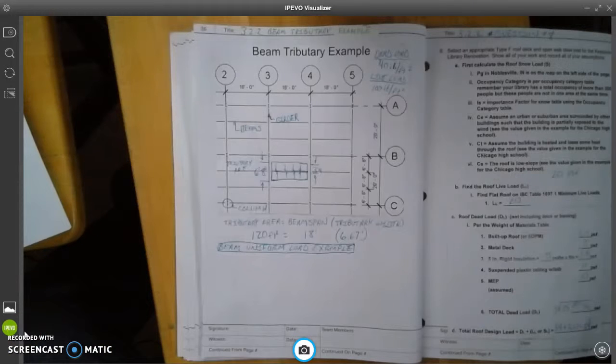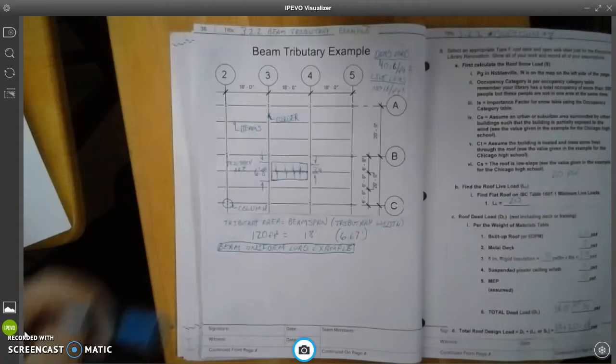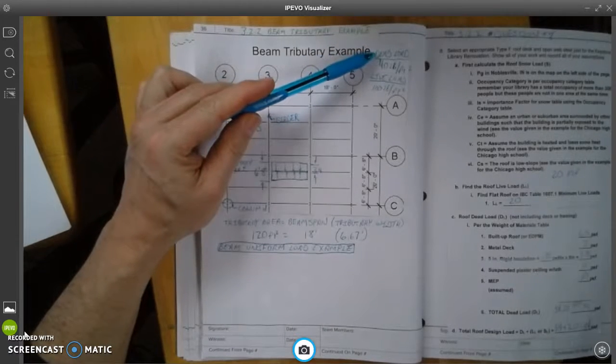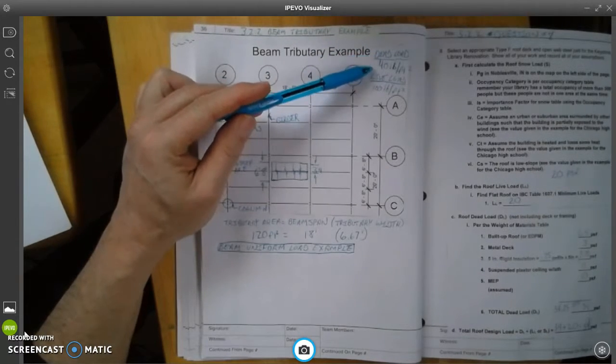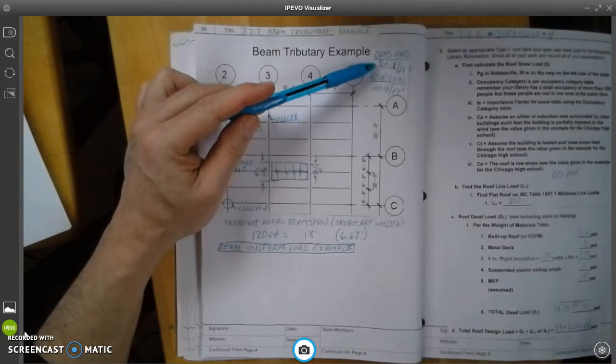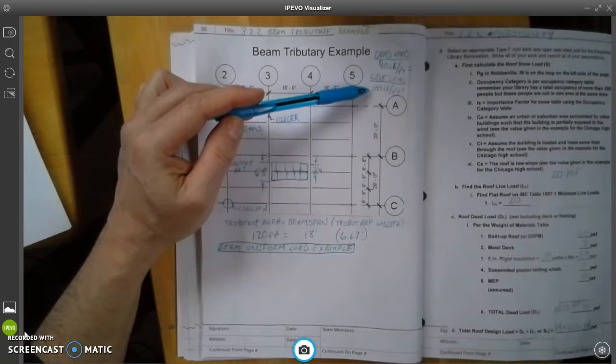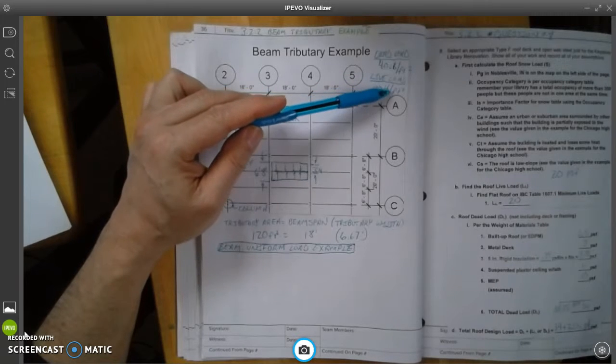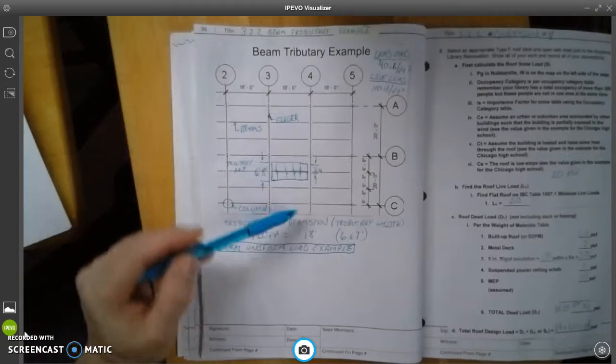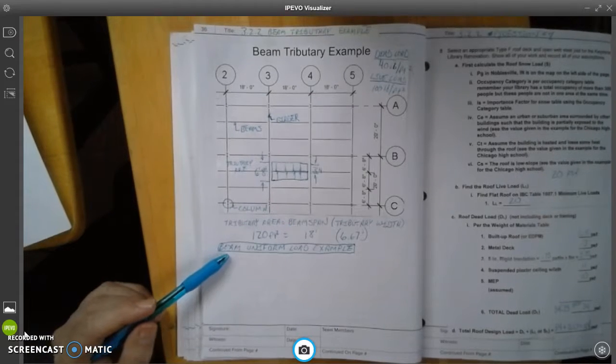Okay, so I've added a couple pieces of information to our page here. Up here I put in that there is a dead load. I've given that a value of 40 pounds per foot squared and a live load of 100 pounds per foot squared. And down here I wrote in beam uniform load example.